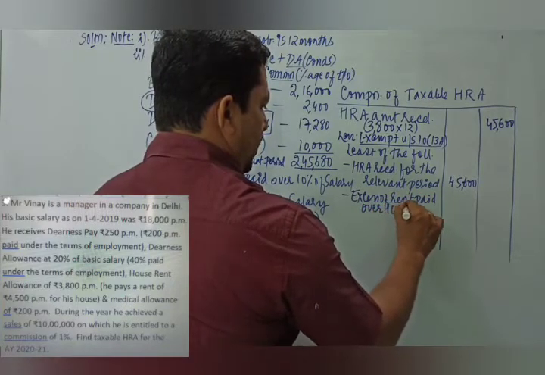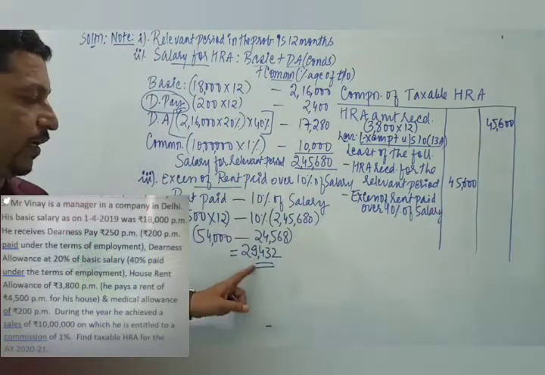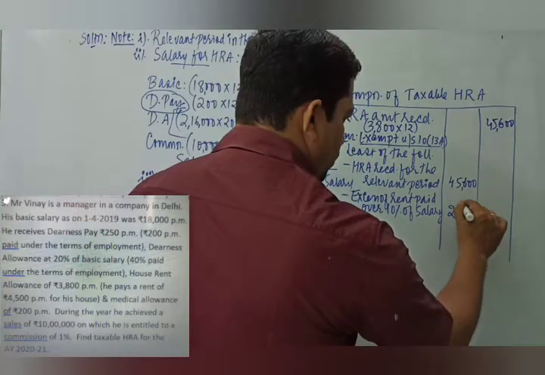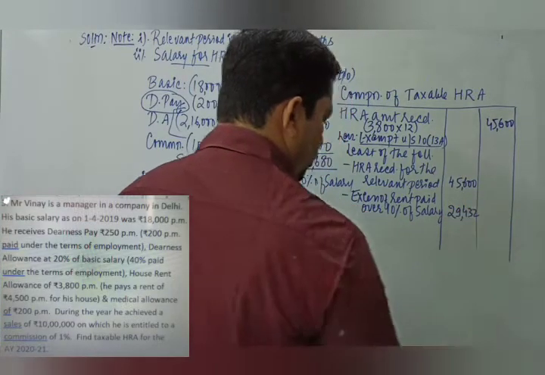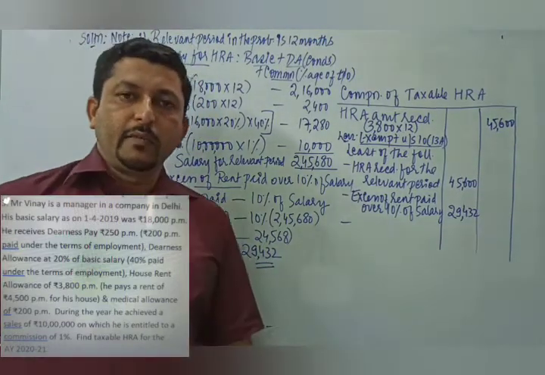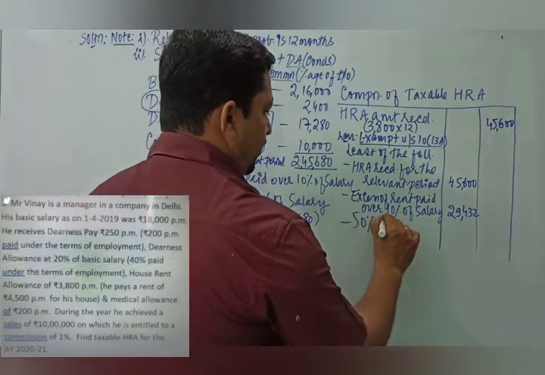Then I record excess of rent paid over 10% of salary. We don't have to do any calculation. We have already calculated. Excess of rent paid over 10% of salary is 29,432. And the third criteria, Mr. Vinay is a manager in Delhi, so we need to take 50% of salary.